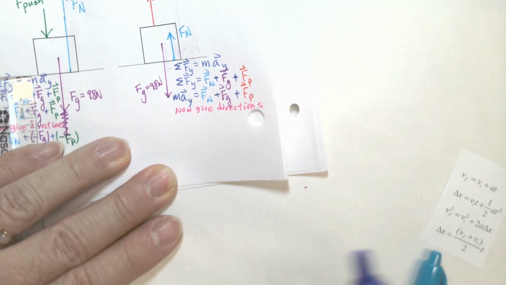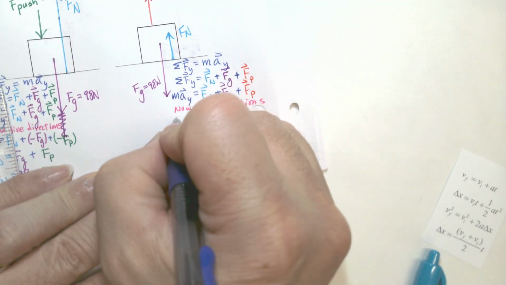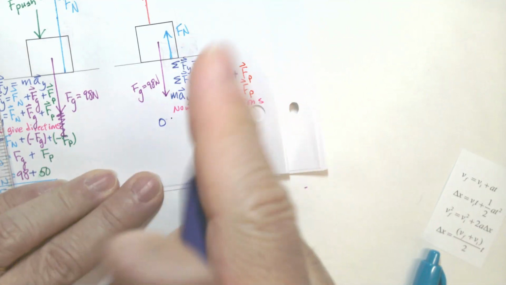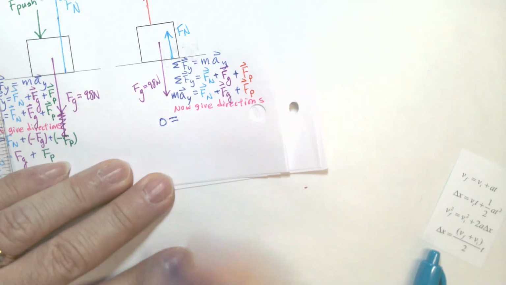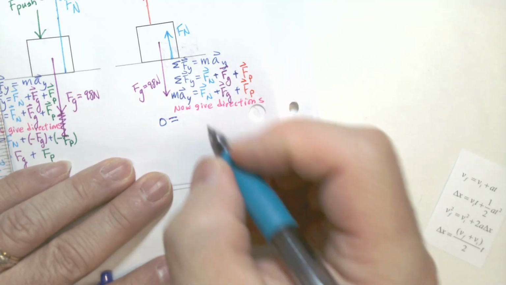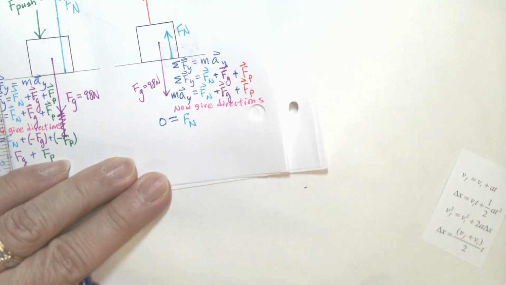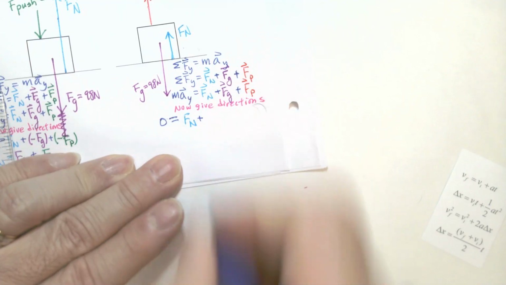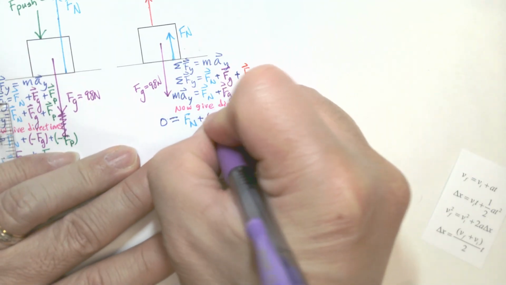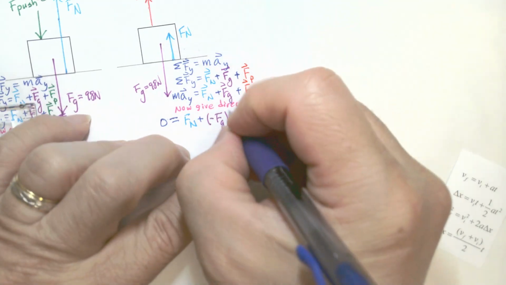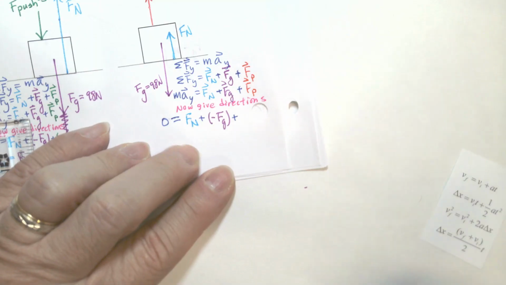Again, my acceleration in the y direction is 0 because it's not going to be levitating off the ground, or it's not going to be going through the ground. So 0 is equal to F normal, positive or negative? Positive. FG, negative. F pull, positive.